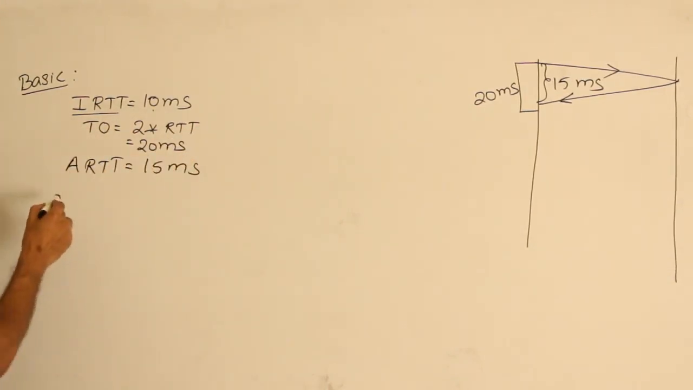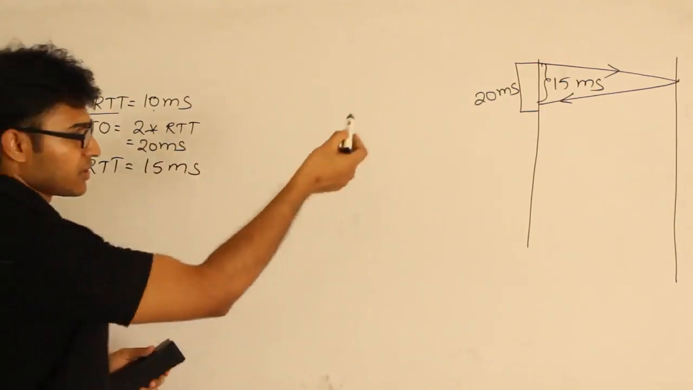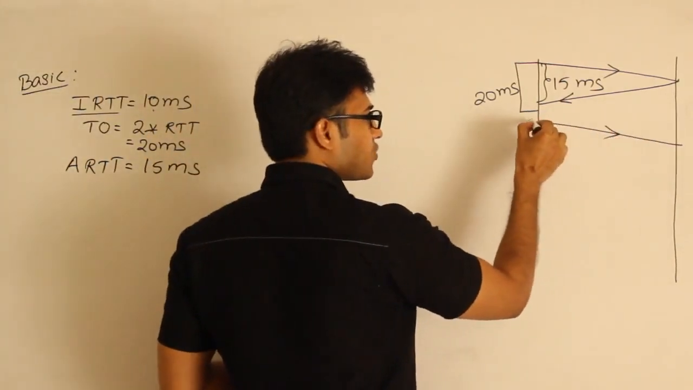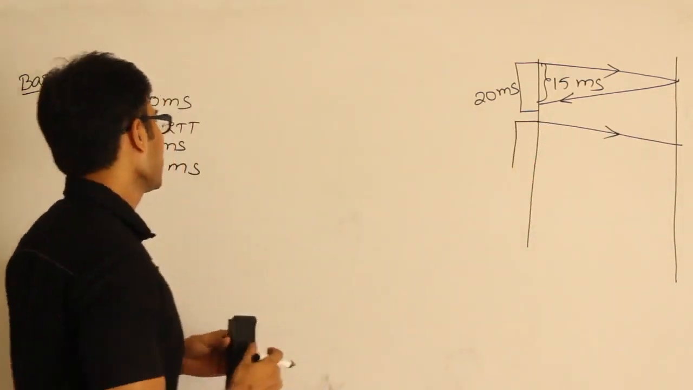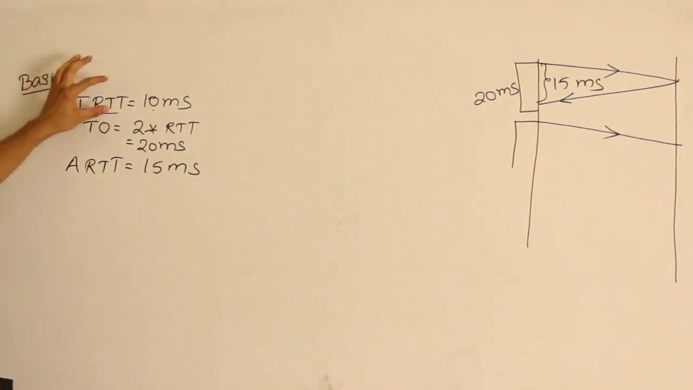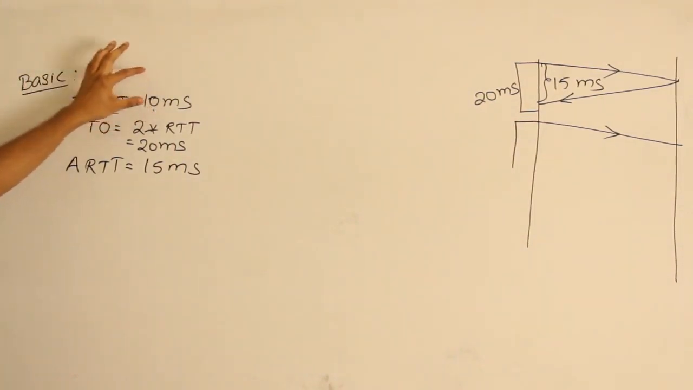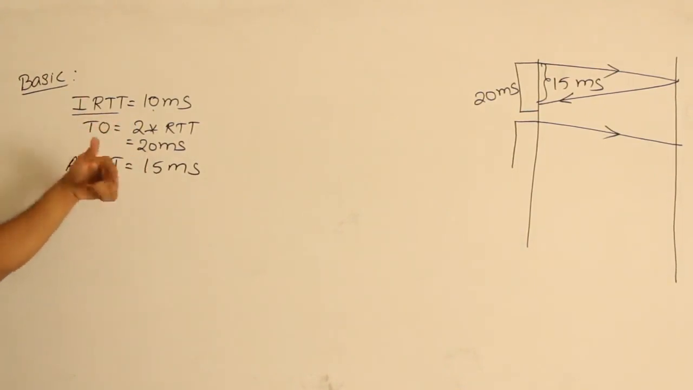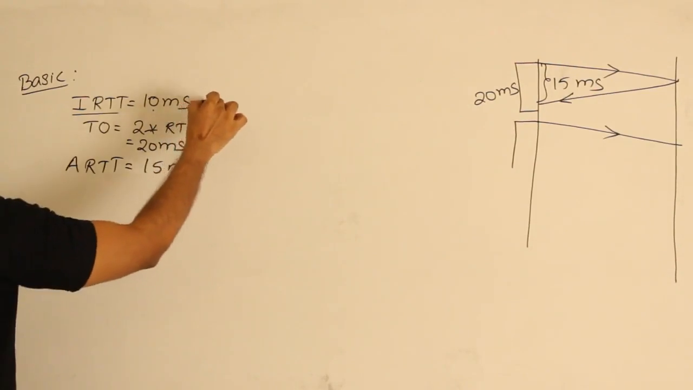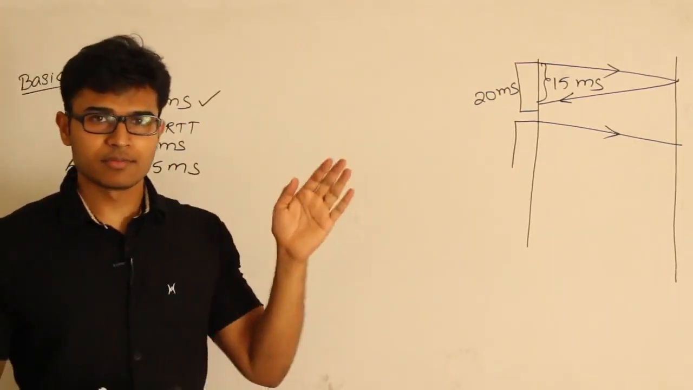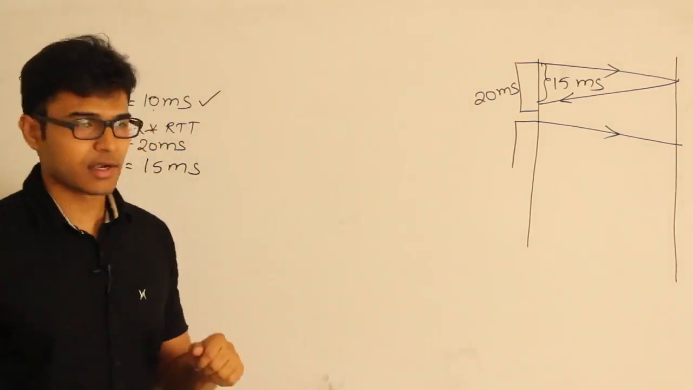Then, when you are sending the next packet, what should be the timeout timer? For that, you have two options. Either you stick on to your initial round trip time, which means 10 milliseconds, or you change it to 15 milliseconds because the last one has taken 15. If you stick on to this 10 milliseconds, then it is nothing but a static timeout timer. You are simply fixing on to one value, which is static.